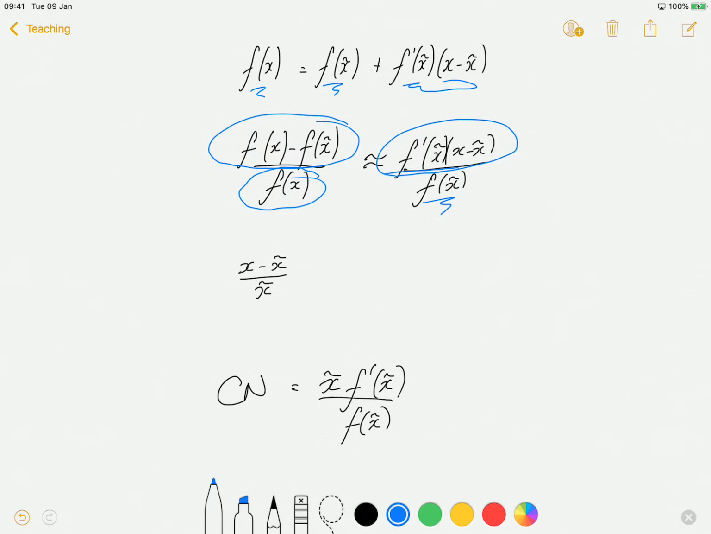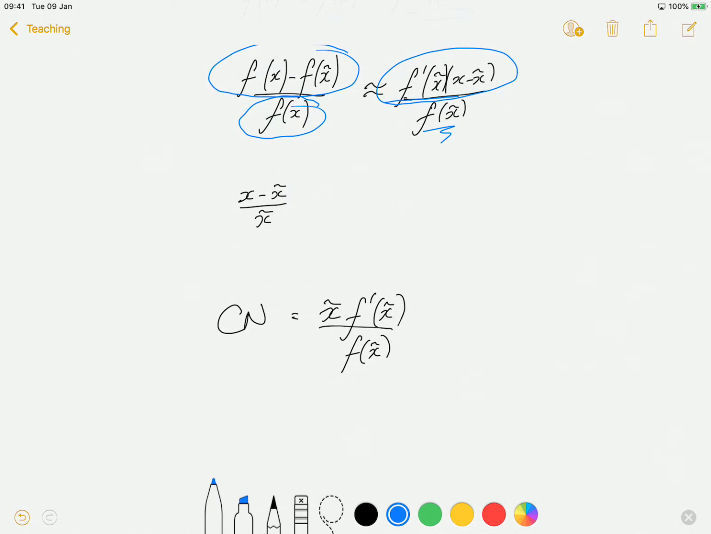Now, we also know that there's an error in x. So the relative error of x is just the difference between x and x tilde divided by x tilde. And if we take the ratio of these two numbers, we call this the condition number. That is a measure of the extent to which the uncertainty in x is magnified by f of x. In other words, the condition number C_n is equal to the approximate value of x multiplied by the first derivative at x tilde divided by the function value at x tilde.